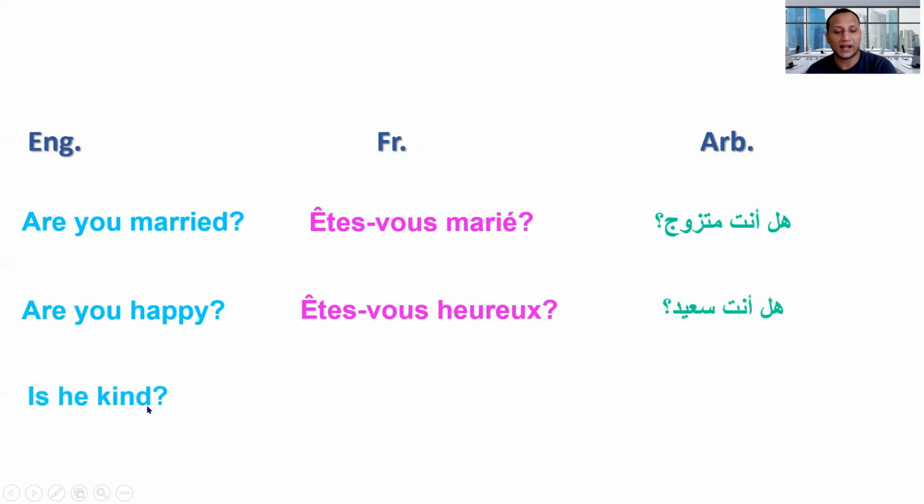Next, is he kind? Is the verb to be formed with the subject he. He is. In French, he is what? Il est. So, est-il gentil? هل هو لطيف? Okay, that's enough for today, guys.